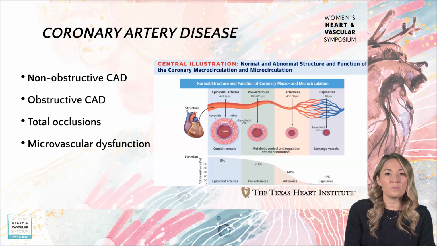You can see here, going from left to right, that 30% of the prearterioles and then 60% of the arterioles are what give us the resistance to blood flow. This makes a huge difference in patients' symptoms. We have recently found if that resistance is abnormal or higher.